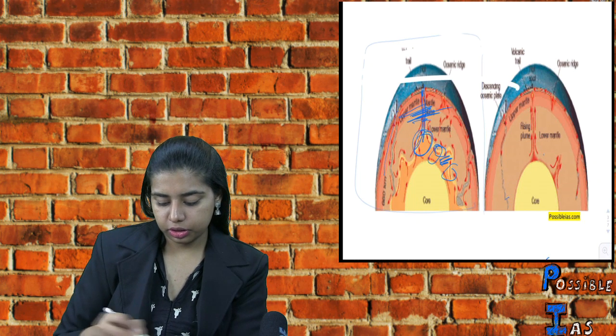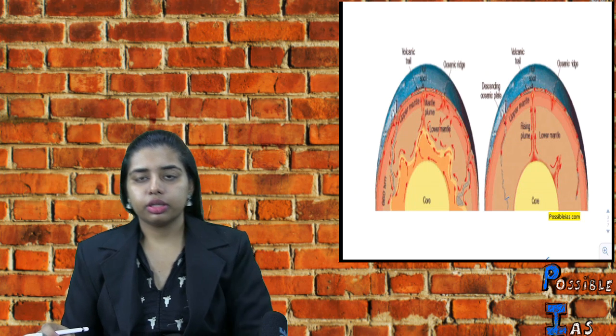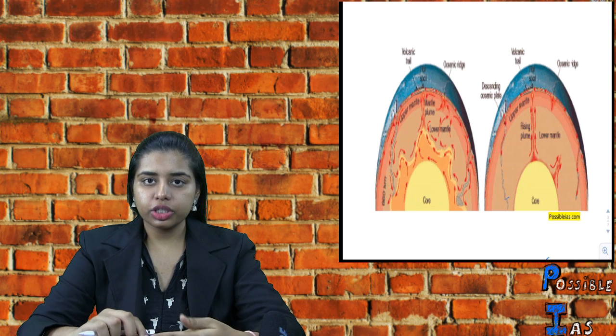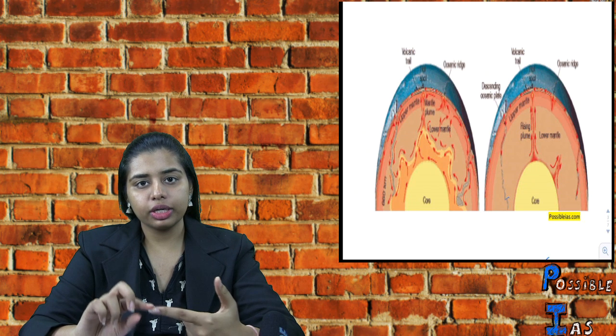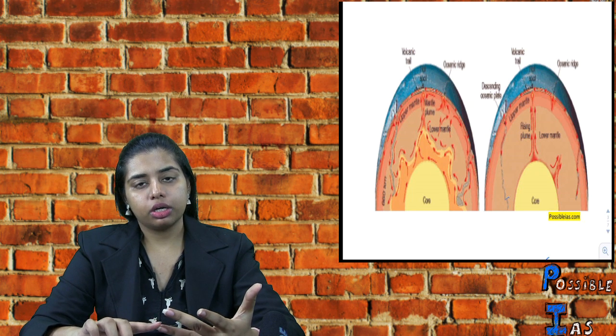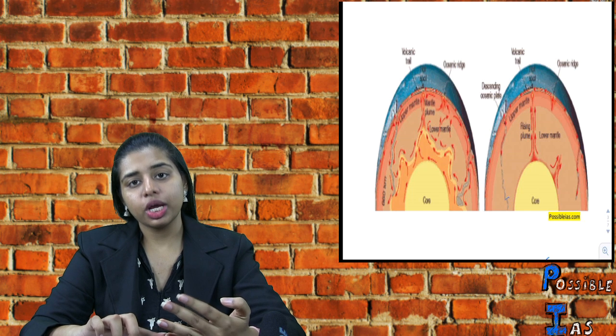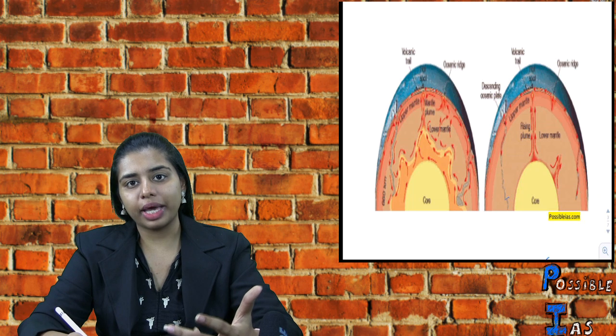So to sum it up, what did we study? We studied that first of all, the convection current is the main driving mechanism behind plate tectonics. Driving forces are of three types: slab pull, slab suction, and ridge push. And there are three models which were supposed to explain the convection in the mantle. So what are these three models?